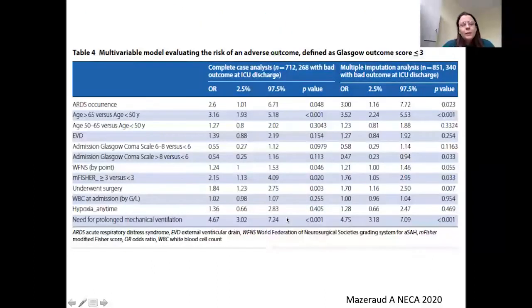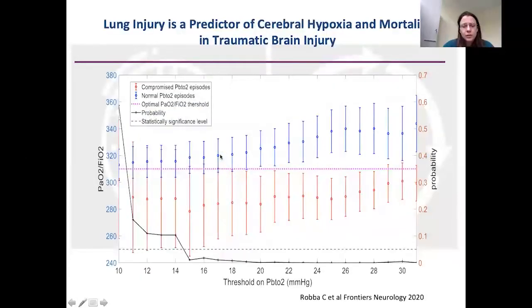Is it common? Well, this is a study that we have just published in Neurocritical Care just a few months ago. And we found that the occurrence of ARDS in subarachnoid hemorrhage patients is not that common, at least not as common as it used to be in previous evidence. We will discuss this in the next minutes. However, when it occurs, it is strongly associated with poor neurological outcome and mortality.